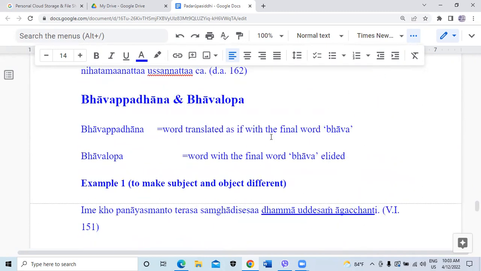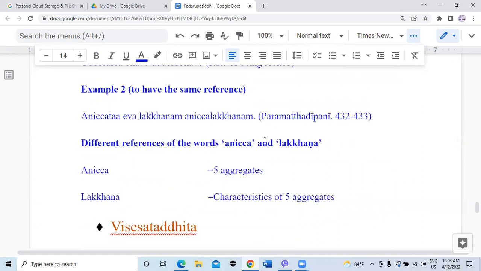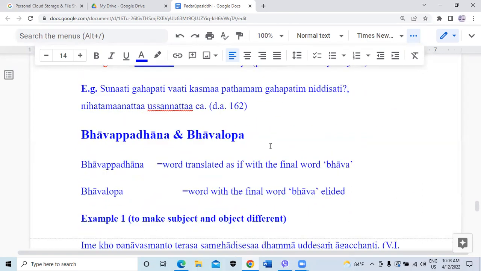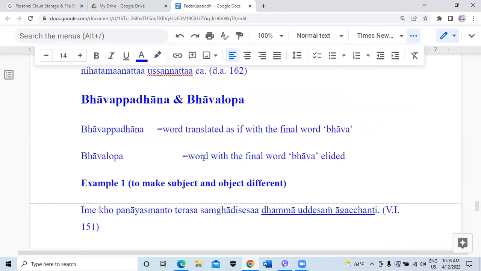So if you don't have any question, let's go to the last topic. In fact, Dr. Ryan, you have asked this question: Bhava Prana, Bhava Lopa. They are the same. You have already studied? No, just barely, just very briefly. Bhava Prana, Bhava Lopa. But the two terms are one and the same.